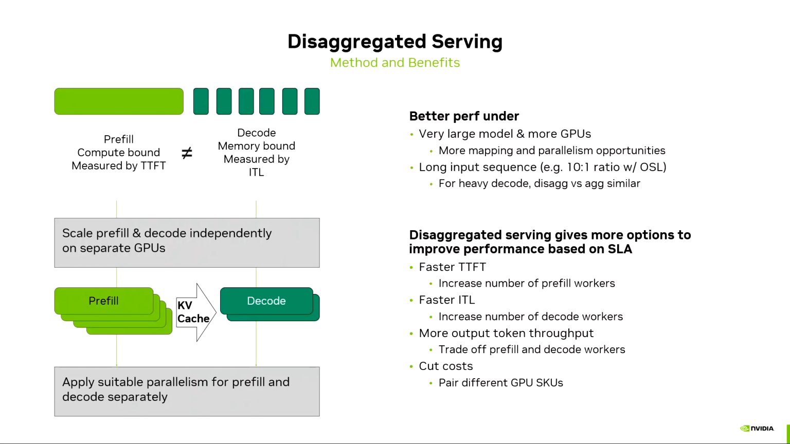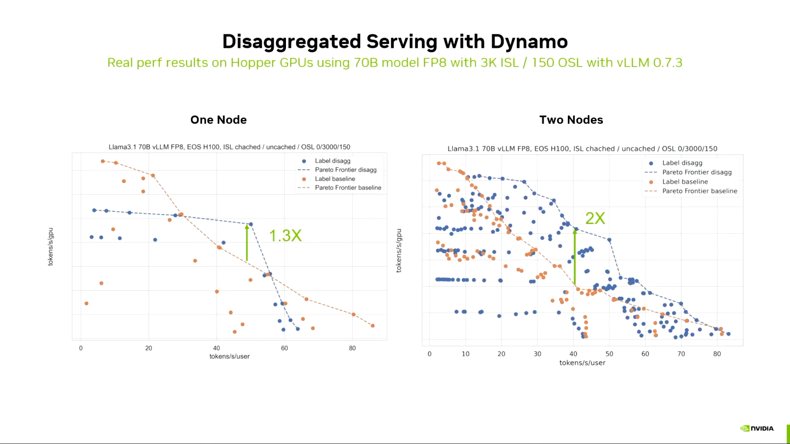Next, I wanted to show you the benefits of disaggregated serving. Here, we did a test. We ran R1 distilled 70B using a 3,000 input sequence length and about 150 output sequence length. The plot that you're seeing is a trade-off between throughput and latency. On the y-axis, you see tokens per second per GPU, which is basically throughput per GPU. And on the x-axis, tokens per second per user, that's latency.